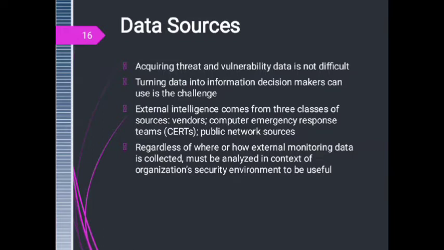Data sources. Acquiring threat and vulnerability data is not difficult. Turning data into information decision makers can use is the challenge. External intelligence comes from three classes of sources: vendors, computer emergency response teams, and public network sources. Regardless of where or how external monitoring data is collected, it must be analyzed in the context of the organization's security environment to be useful.